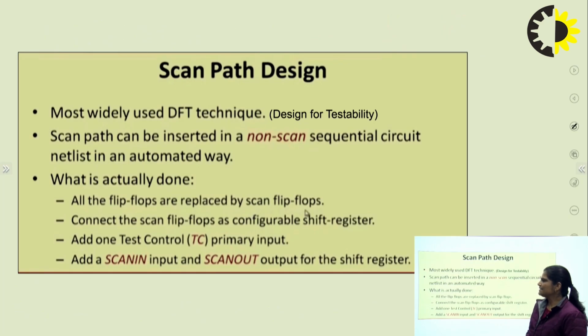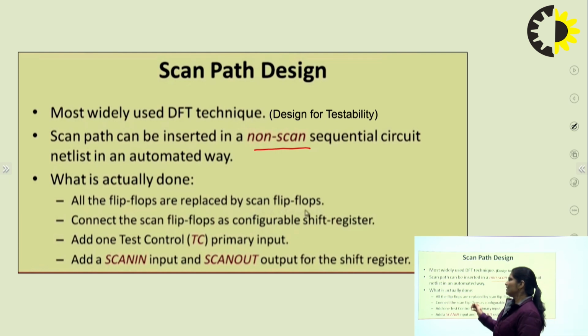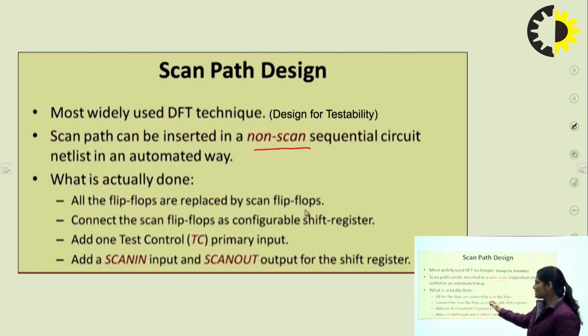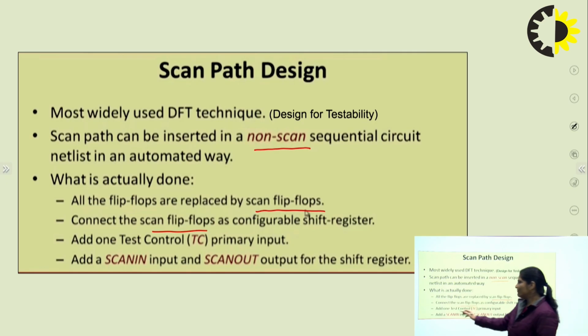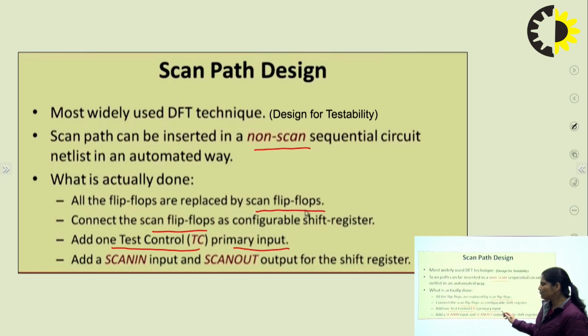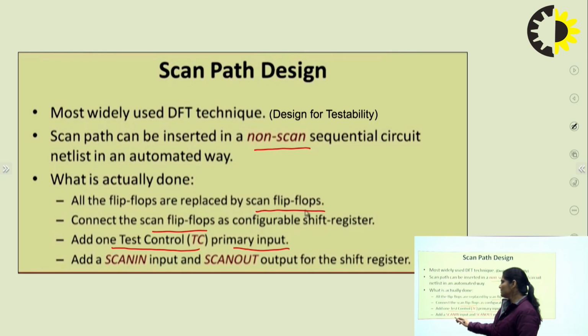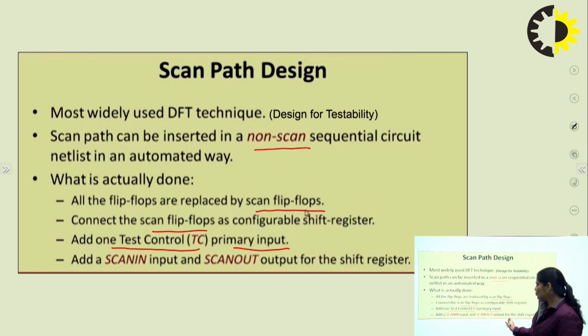Now the next technique is scan path design. It is mostly used for DFT, design for testability. Scan path can be inserted into a known scan sequential circuit netlist in an automated way. What is actually done? All the flip-flops are replaced by scan flip-flops, and the scan flip-flops are connected as a configurable shift register. Now add one test control primary input for the circuit and add a scan-in input and scan-out output for the shift register in the circuit.